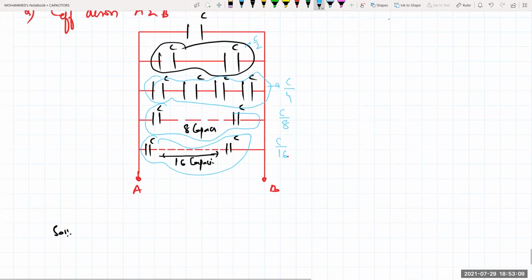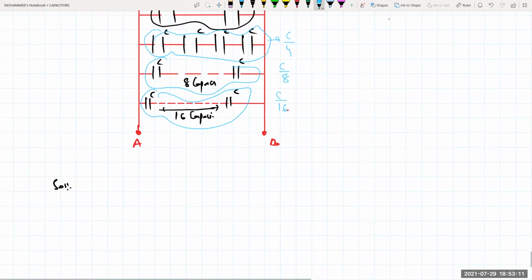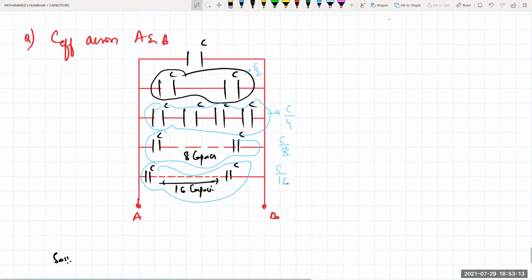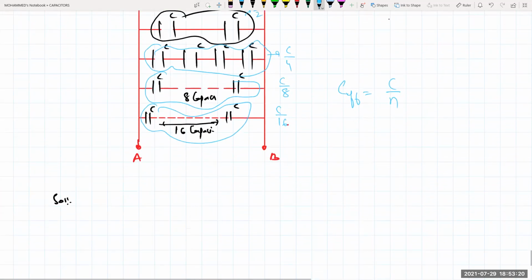Is that right? For the series combination, C effective, if all are the same C, it is C by N. Isn't it? For similar capacitors.